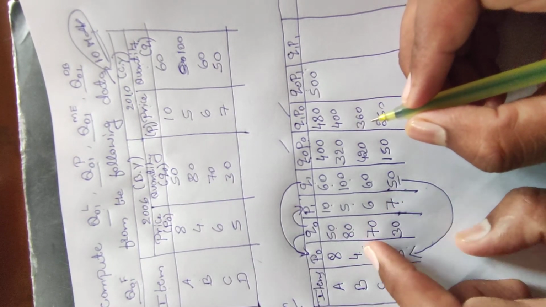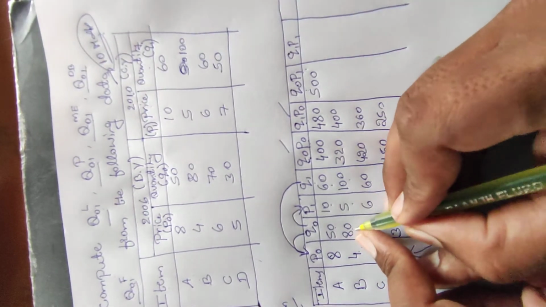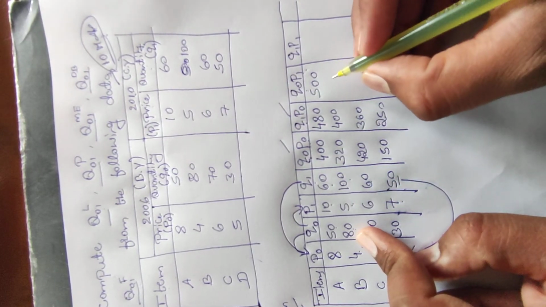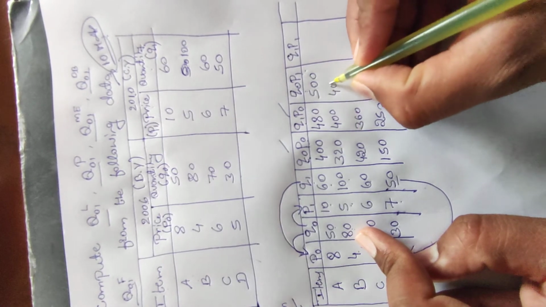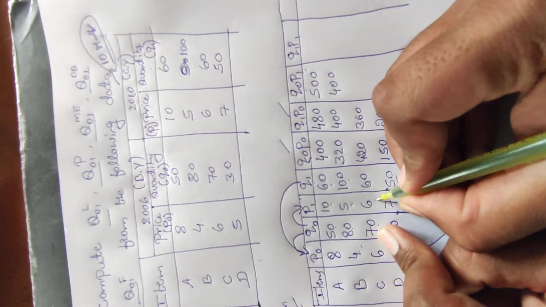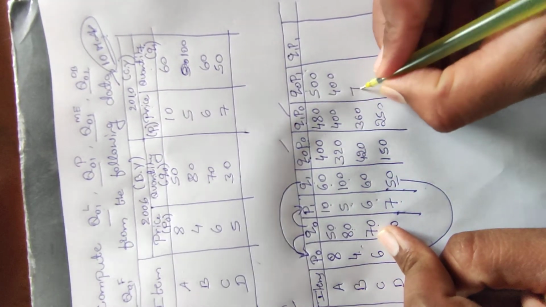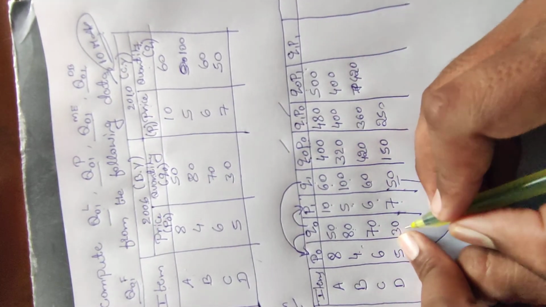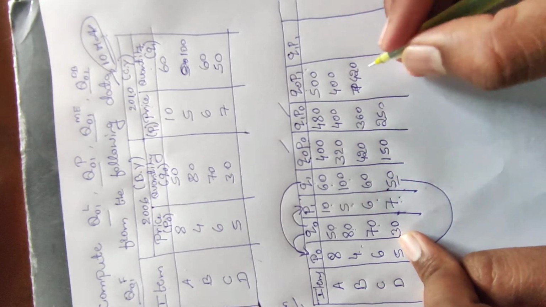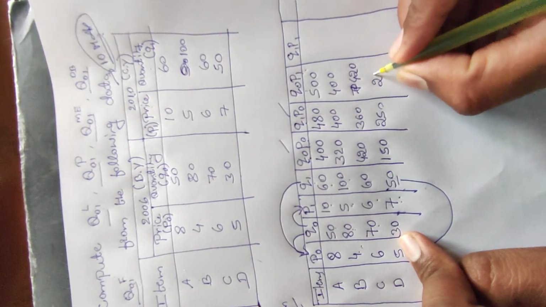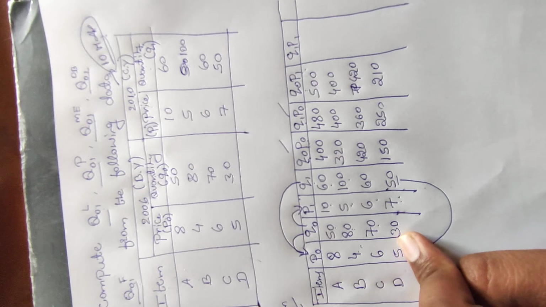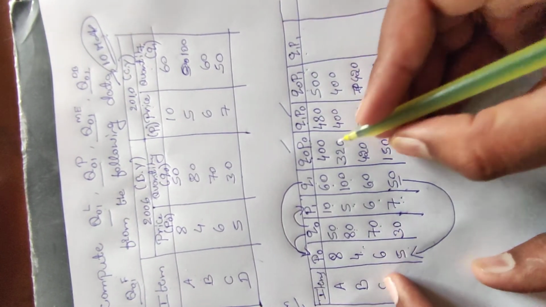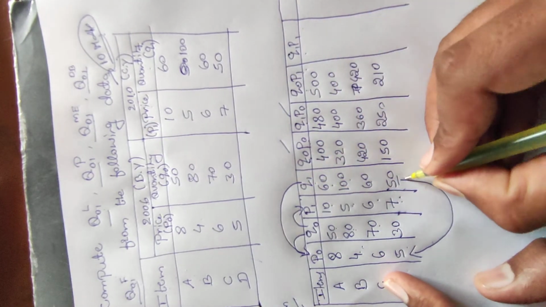Next we should do the multiplication of 80 into 5, we will get the answer 400. Next 70 into 6, we will get the answer 420. Next 30 into 7, we will get the answer 210. Last, we require the information of Q1 P1.